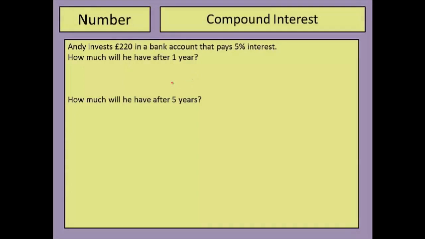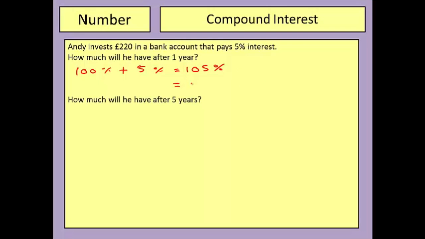In this video, we're going to have a look at something called compound interest. This is where we take a percentage increase or decrease and apply it more than once. So, in this example, Andy invests £220 in a bank account which pays 5% interest. This means that his original amount, which is obviously 100%, has been increased by 5%. This means that what he's now left with is 105% of his original investment.